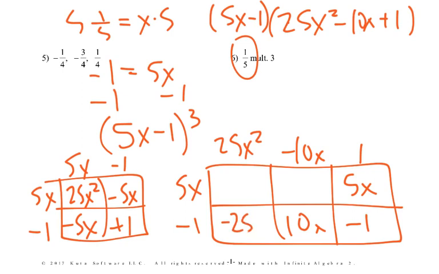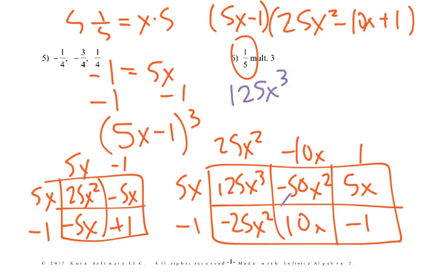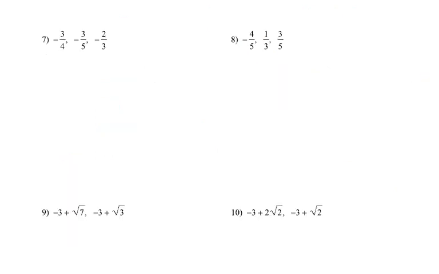So do these ones first because they're easier. We're just multiplying them out, aren't we? So we end up with 125x cubed. That would be minus 75x squared plus 15x minus 1. Alright, there's the first 6. Alright, now we got 2 more fractional ones.